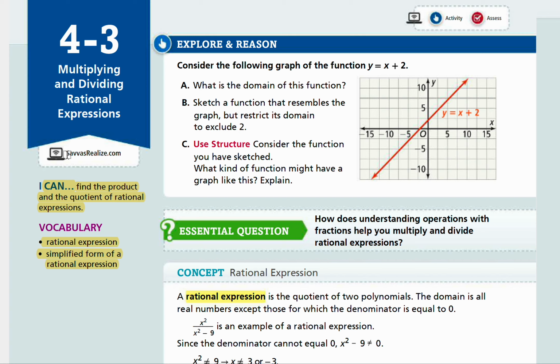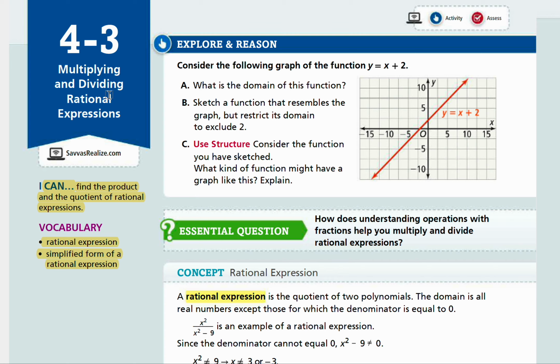So we've learned about rational functions. So let's talk about rational expressions and see how we could observe their forms and learn how to solve problems with it. So let's start with exploring reason.